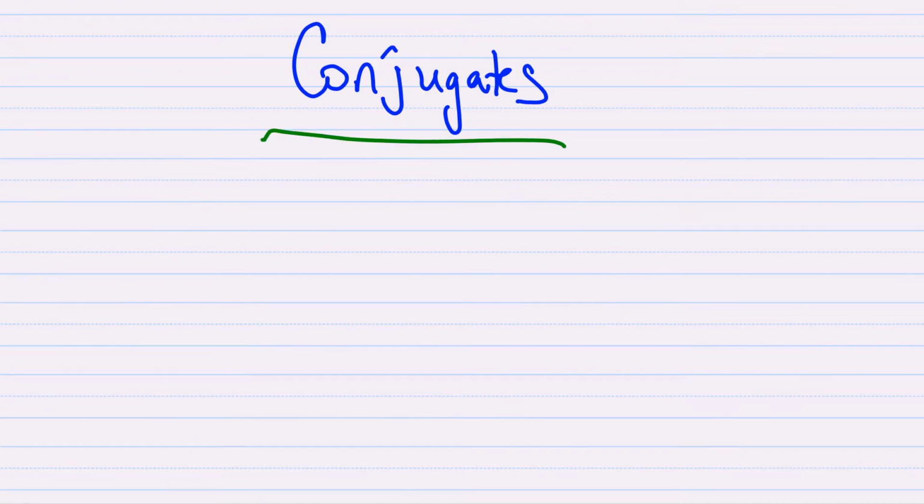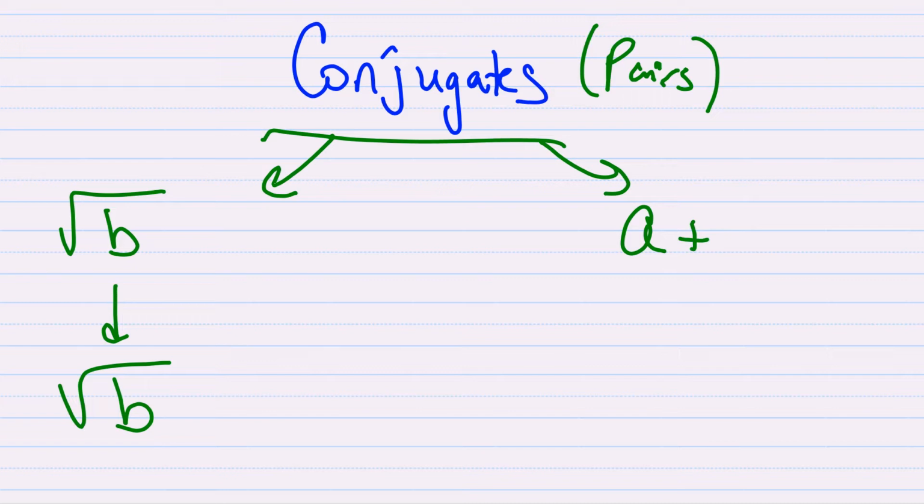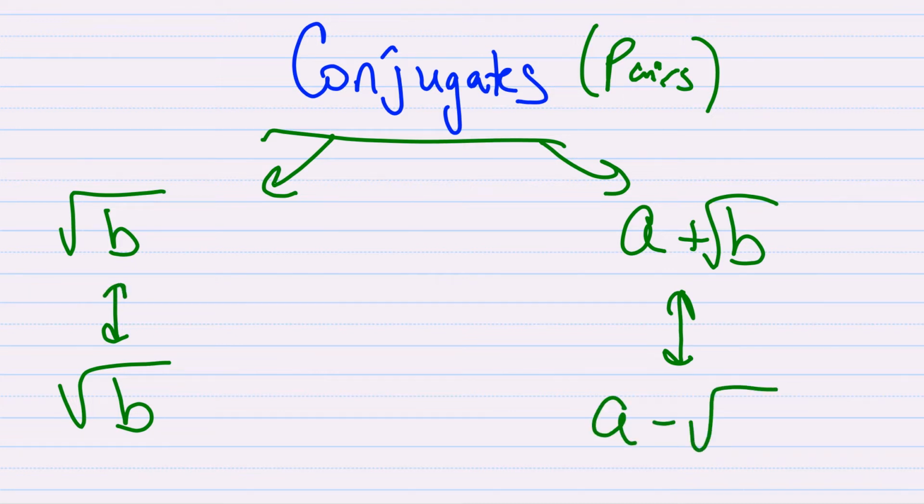Now, with conjugates, there are 2 types of conjugates. Remember, conjugates are always pairs. If you see a radical all by itself, the pair is just the same exact radical. If you see a radical that has a number with it, so it could be any number, then the conjugate is the opposite sign. So if you have a minus in the middle, your conjugate is going to be a plus sign. We're going to use conjugates when we're rationalizing the denominator. We'll talk a lot about that in a little bit.